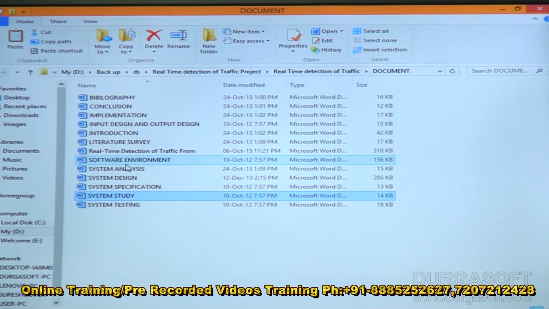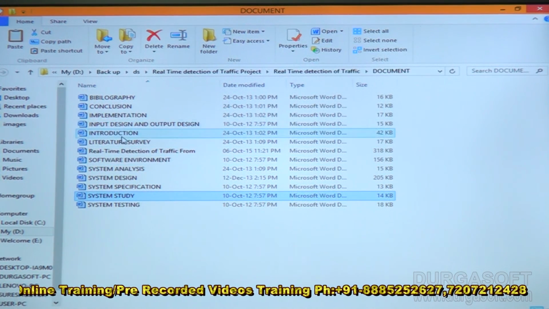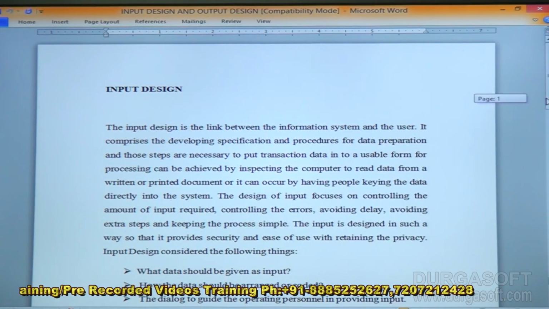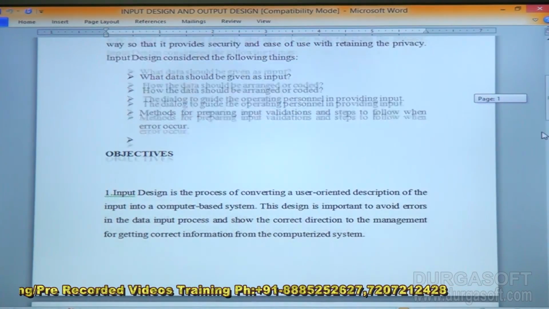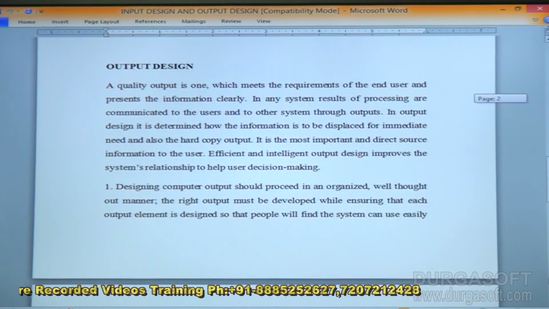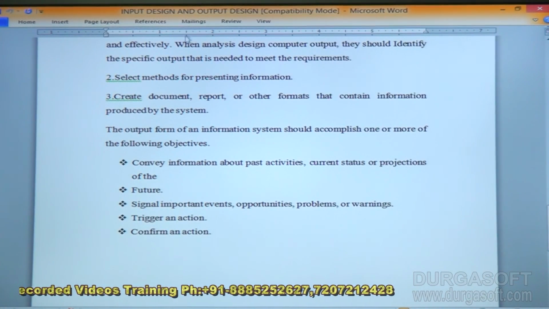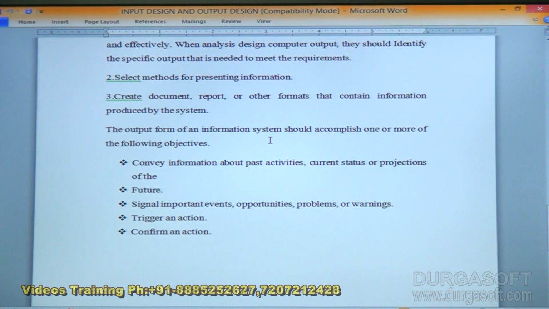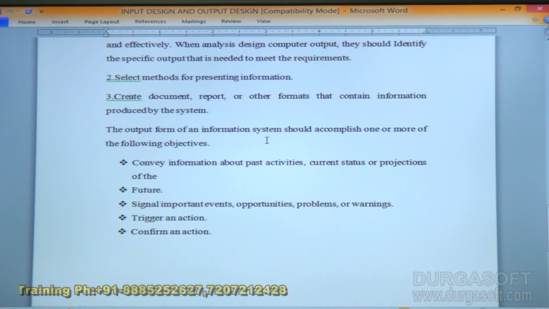As part of the software environment and literature survey, we have seen all the things, right? Input design, output design, everything we have seen. What data we have to give as input, what the objective is, and what the output design is. So how things will happen, when I should take action, when I should receive the information, everything we have to calculate and maintain in the input design and output design phase.